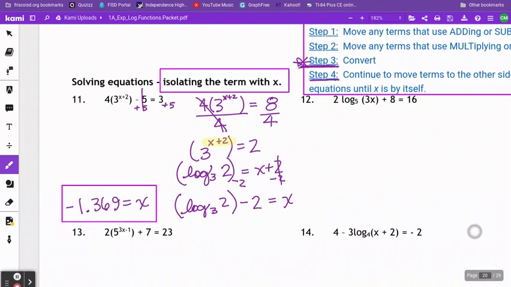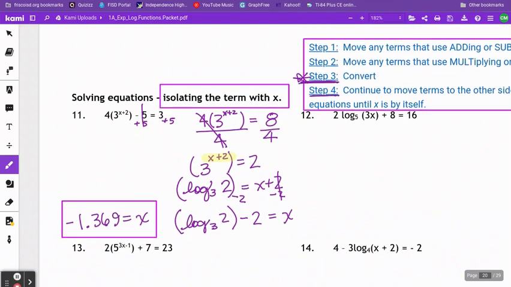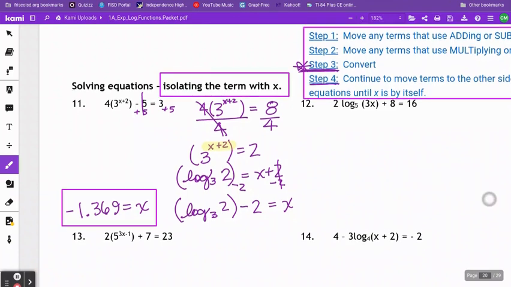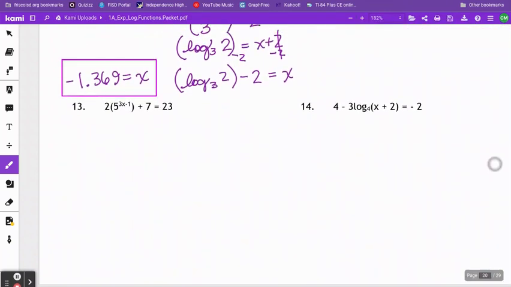Okay, so I want you to try and do number 13 all by yourself. Make sure to follow the steps. Follow these steps slowly but surely. Write down as much as possible. Don't try to do 2 or 3 things at once. And let's solve number 13.